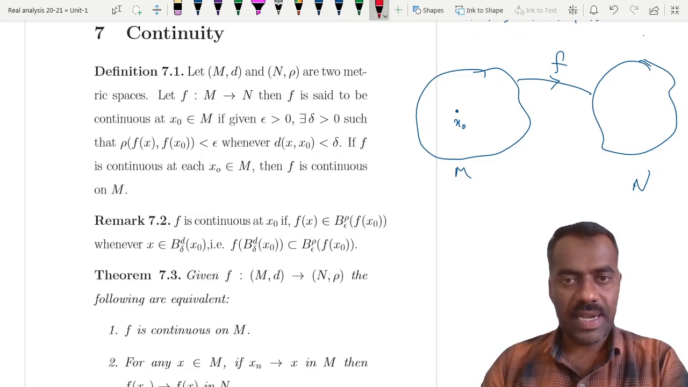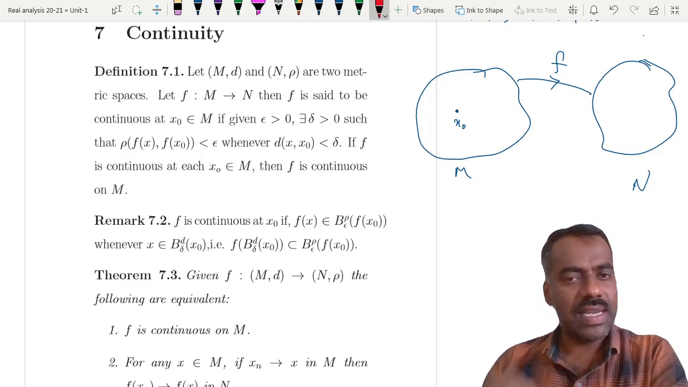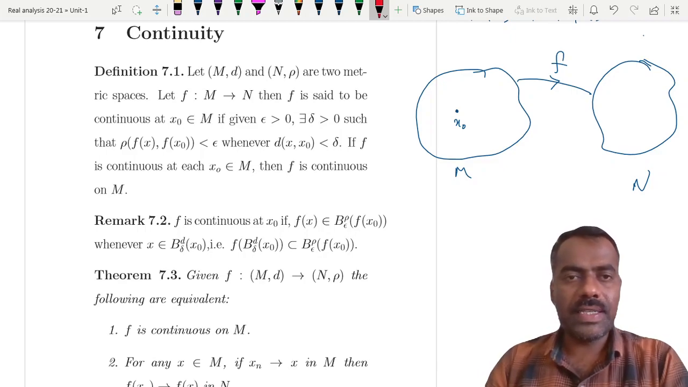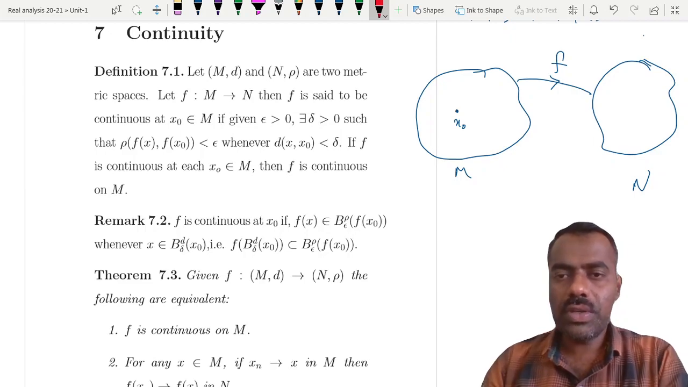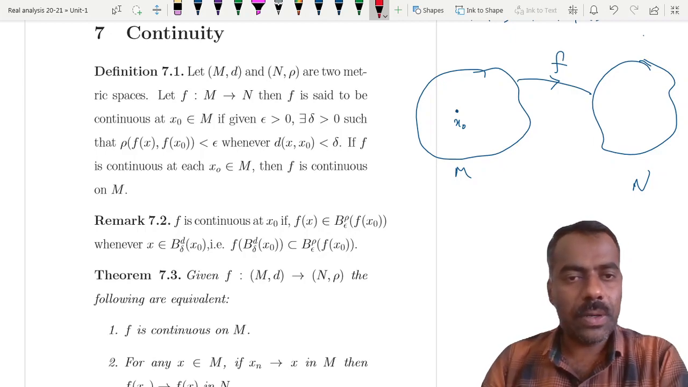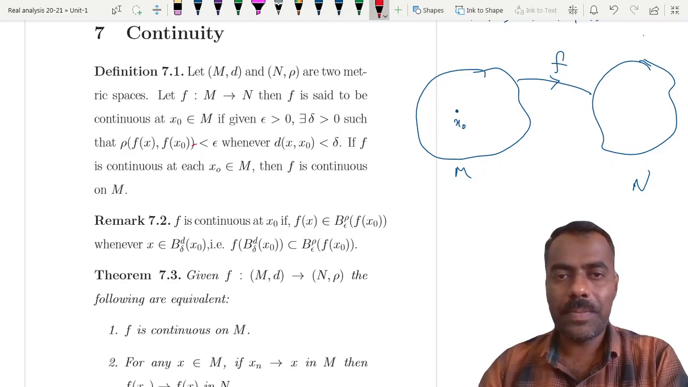there exists delta greater than 0 such that whenever d of x, x naught is less than delta, then rho of f(x), f(x naught) is less than epsilon. So what is this? We say that f, geometrically, is continuous at x naught if, given any epsilon, what is meant by saying rho of f(x), f(x naught) less than epsilon is the same as saying that for this x naught, consider your f of x naught. Then consider a ball around f of x naught with radius epsilon.